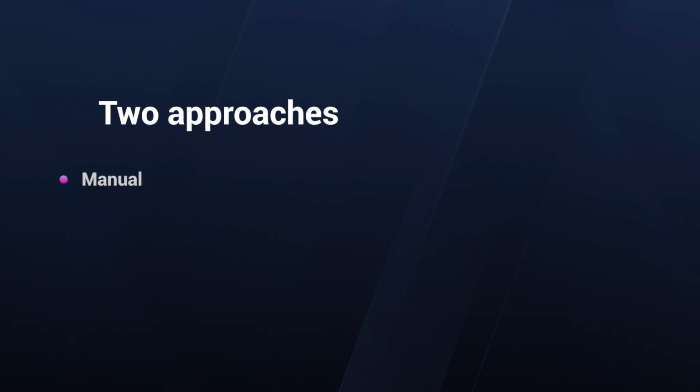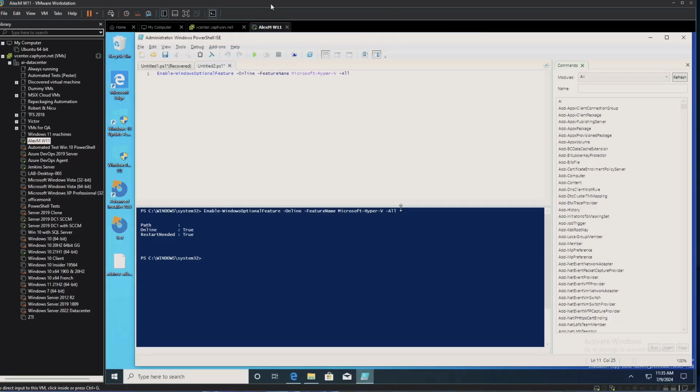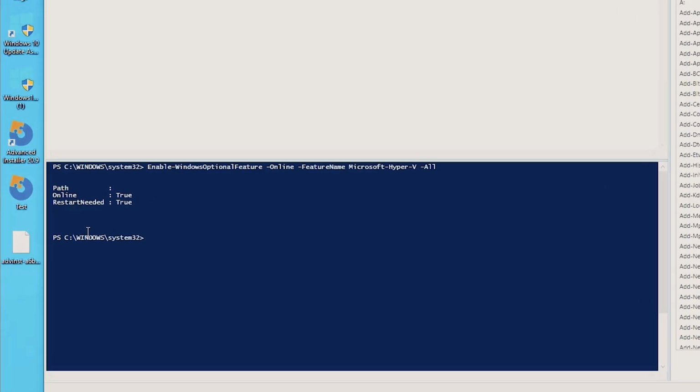There are two ways in which you can do this. The first one is the manual way, and the second one is with Azure Virtual Desktop. Now, for the first way, to get started, we need to ensure that the host operating system has the Hyper-V feature enabled. For this, I have here my virtual image, and we can use the Enable Windows optional feature for Hyper-V. This has been enabled, and once you've done this, you need to reboot your device.